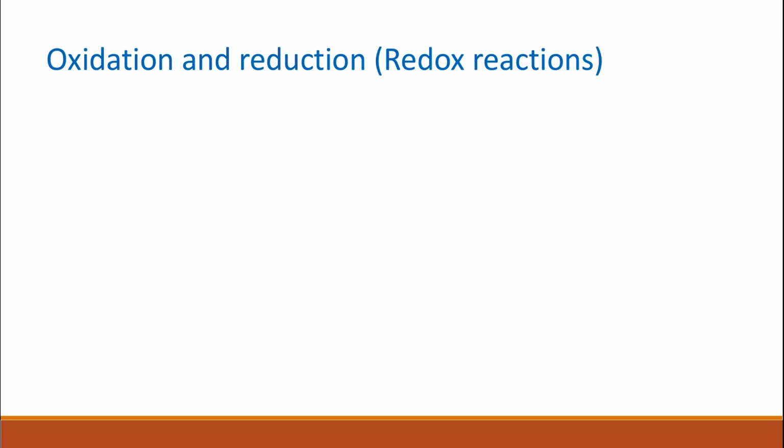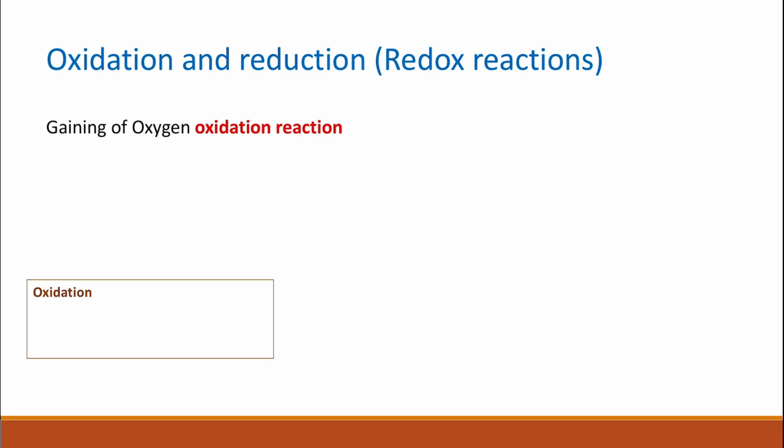In this video, I'm going to talk to you about the redox reaction. Redox reactions are basically oxidation and reduction reactions. As a general definition, you can define oxidation and reduction in terms of gaining and losing oxygen. Gaining of oxygen is defined as oxidation, and any reaction that has a substance that gained oxygen, this substance will be oxidized. So oxidation is gain of oxygen.